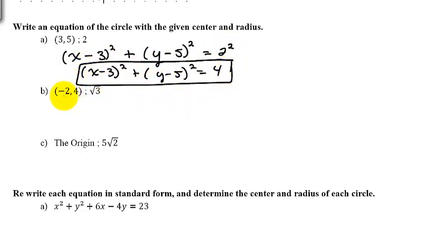The next one here, our center is at negative 2, 4, and it has a radius of 3. So that would be x minus a negative 2, which would be x plus 2, and then squared, and then plus y minus 4, the quantity squared, and it's equal to 3 squared.